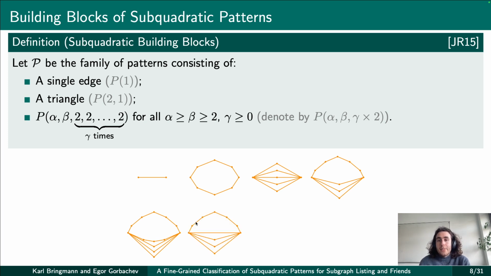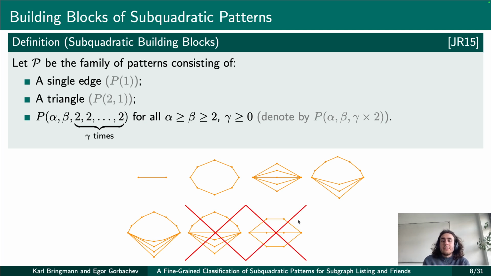On the other hand, this pattern would not work, as it has a path of length 1 and we only allow paths of length at least 2. This pattern would also not work, as it has 3 long paths and we only allow at most 2 long paths. And finally, this pattern would also not work, as 2 of its paths intersect each other and we only allow disjoint paths.